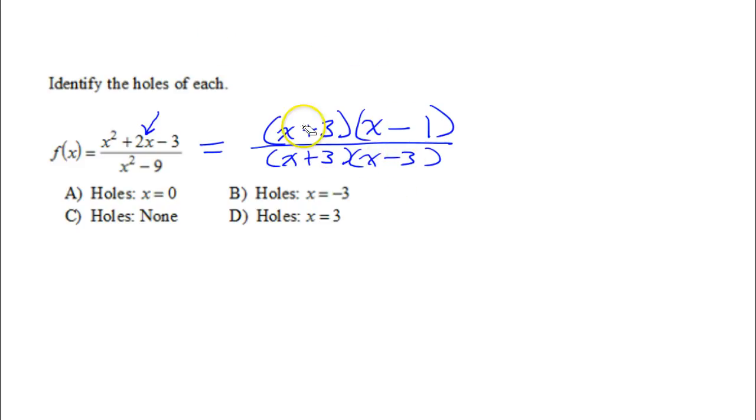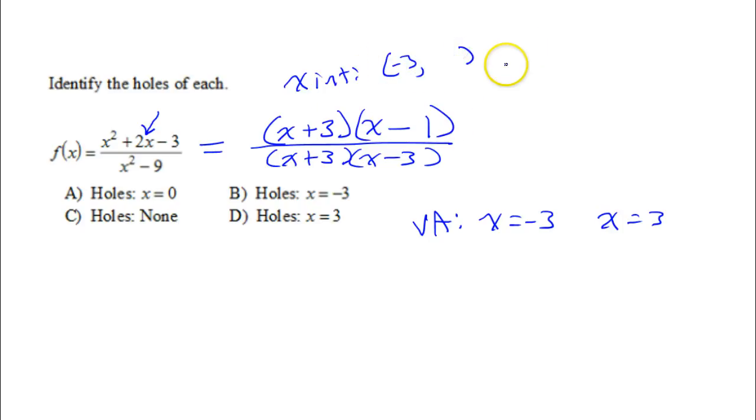So normally, if I look to the denominator, the denominator tells me vertical asymptotes. So normally I would say, oh look, I have two vertical asymptotes. I have one vertical asymptote of x equals negative 3 from this, and x equals positive 3 from that. And normally the numerator would tell me the x-intercepts, and I would have two x-intercepts. One would be at negative 3 because of this, and one would be at positive 1 because of this.